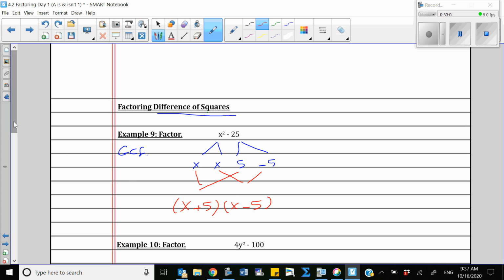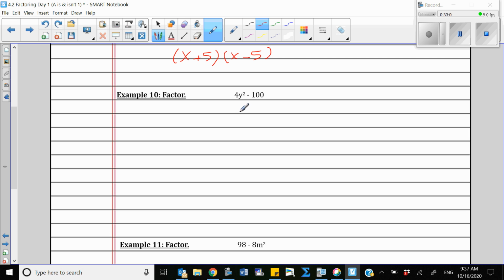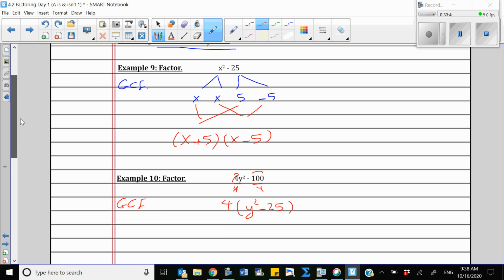Okay, let's practice this again here. 4y squared minus 100. First of all, do we have any GCF? Yes, you can divide both of these numbers by 4. 4 is the common GCF. So divide this one by 4, then I will have only y squared. Divide this one by 4. 100 divided by 4 is 25. Now I have the same thing that I had on top.